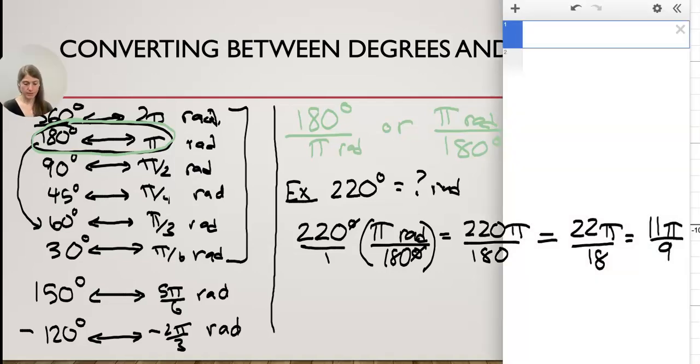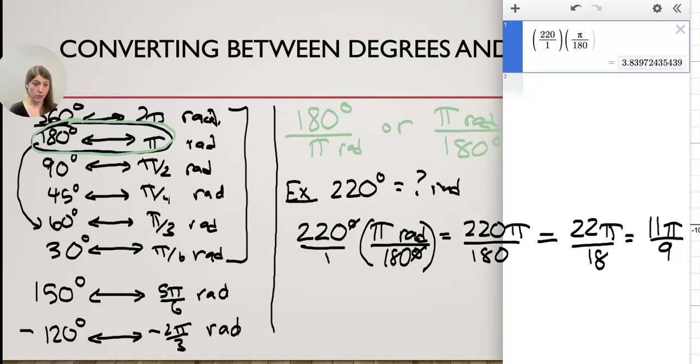All right, so if I were going to let Desmos check this, I would type in my 220, exactly like I wrote it here. My 220 over 1, we can put that in parentheses if we like or leave it out. And then I'm going to do pi over 180. The reason I'm showing you this first is because this is going to give you the decimal. So 11 pi over 9 is radians, and as a decimal approximation, if they asked you for one, that would be about 3.84.